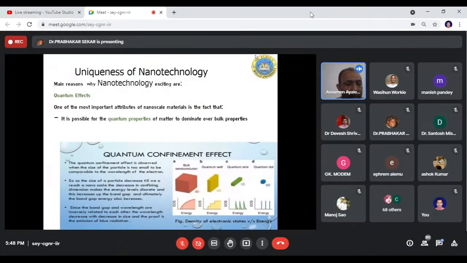Having said this about the shape and size of nanoparticles, the composition is another factor. What makes nanotechnology unique is due to the size and the shape of this material. The first uniqueness of this technology is the size. The other one is the quantum confinement effect, which is really another unique property of this material.